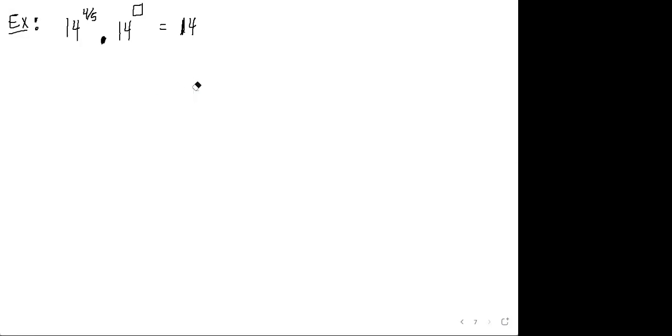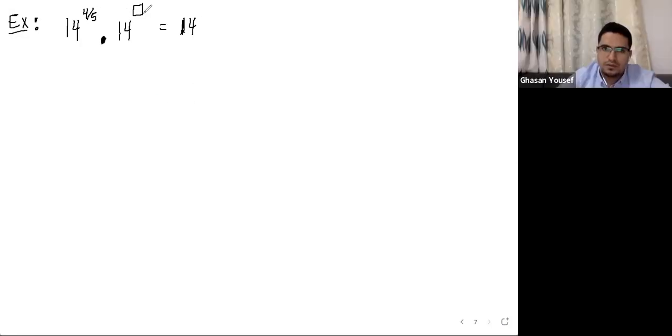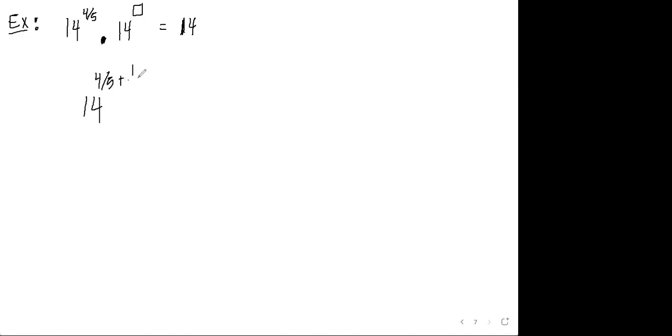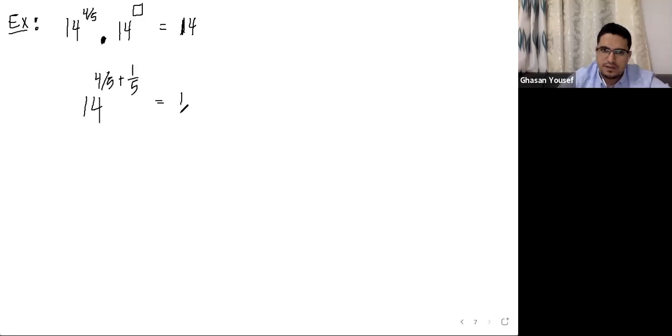Is it 1 over 5? Let me try, because I have 4 over 5 and here I have the same base. So this is actually equal to 14 to the power 4 over 5 plus 1 over 5. They give me 5 over 5, and 5 over 5 gives me 1. So the answer is 14 to the power 1, and this is equal to 14. And this is correct. So here inside the box, I have to write 1 over 5.